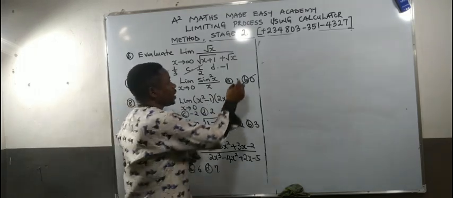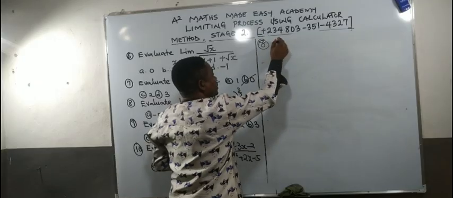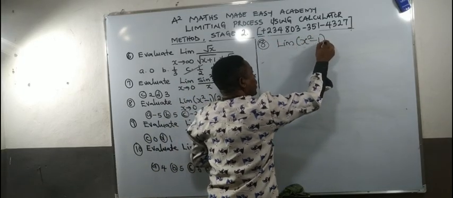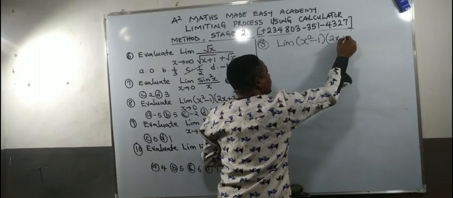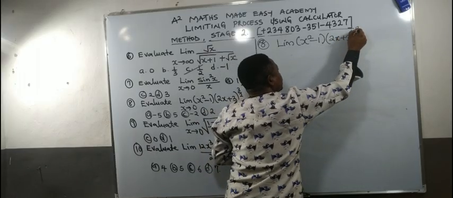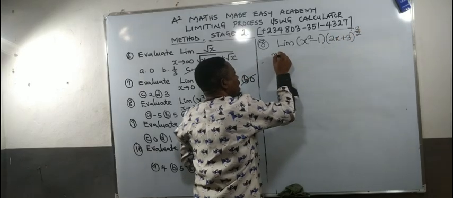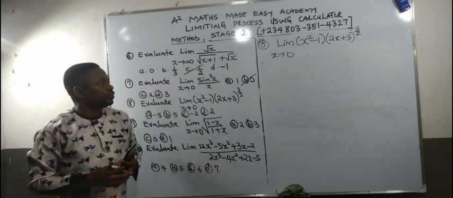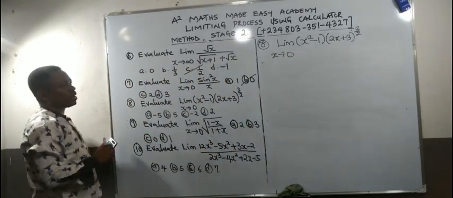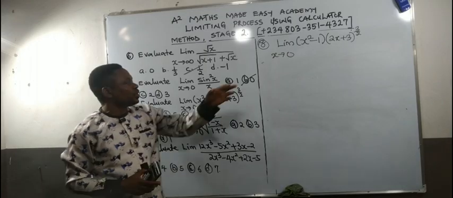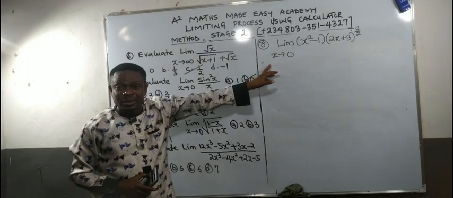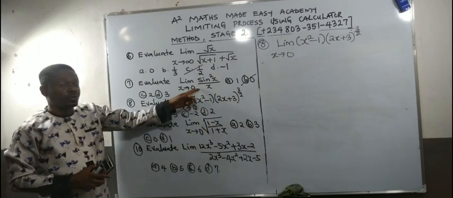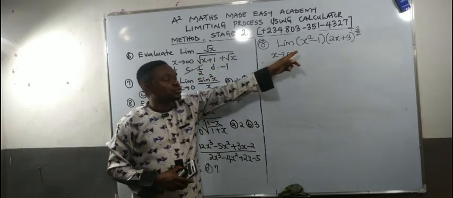Let me write down the value. This is question number 8. The question says limit of (x squared minus 1) times (2x plus 3) raised to the power of 3 over 2 as x approaches 0. Now this is a clue of question number 7 that we saw, which means I don't even need to apply the principle or the step. But the only difference is that this one is trigonometry, but this one is not trigonometry.